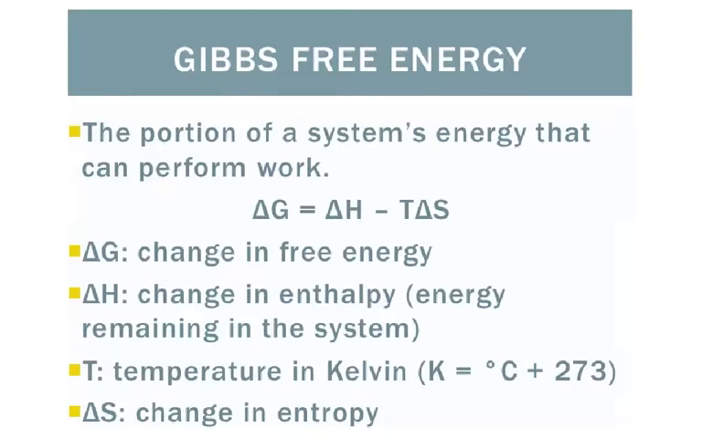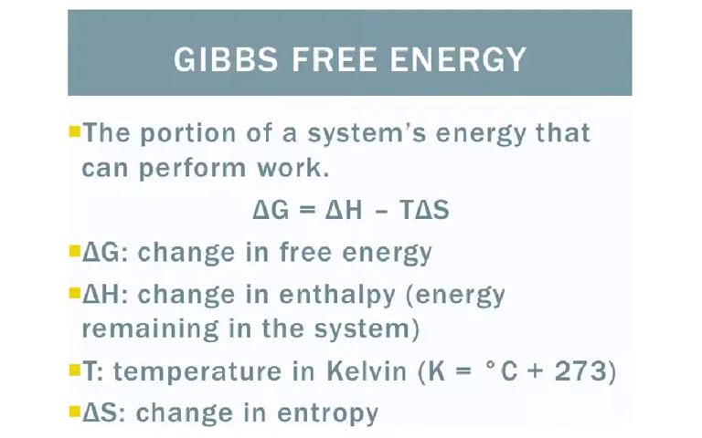Now we got to look at Gibbs free energy. This is a formula that you're going to see on your formula sheet. You do not have to memorize it, but it is pretty easy to remember. You do need to know what the components mean. Gibbs free energy, or just free energy for short, is the portion of a system's energy that can perform work. The formula is delta G equals delta H minus T times delta S.